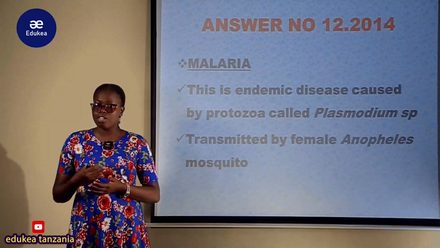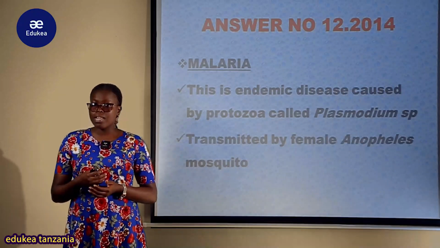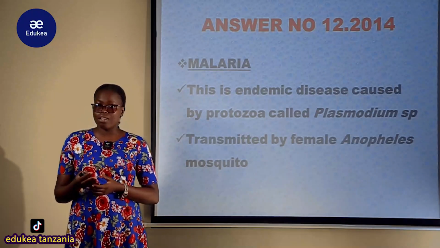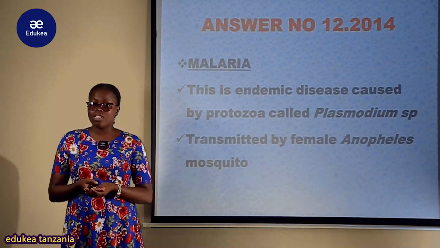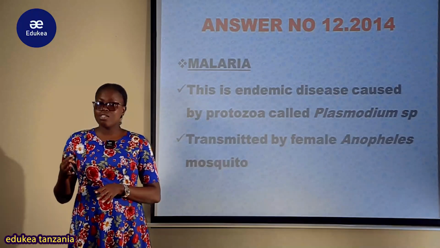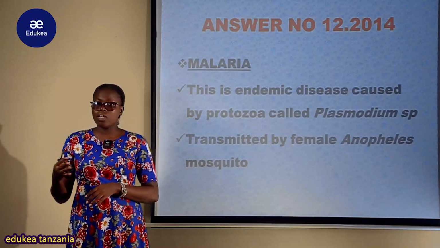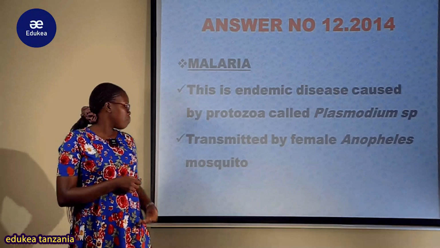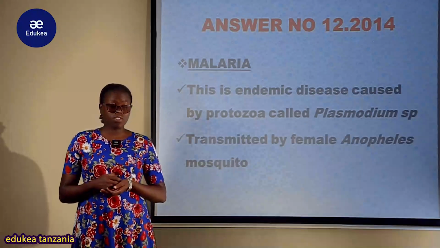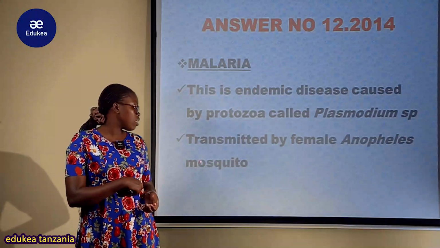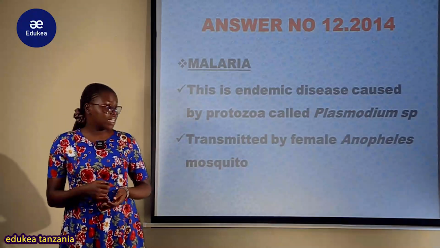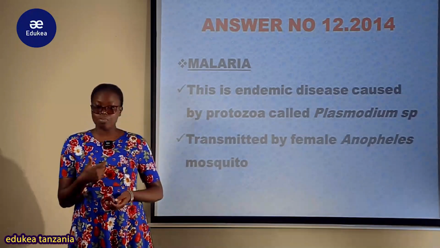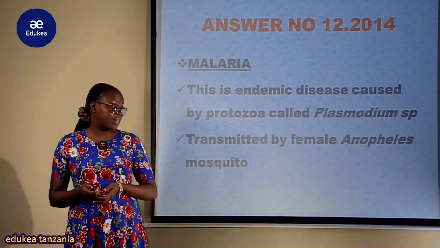Once they invade the red blood cells, they might cause excessive bleeding, which results in anemia, which can even lead to the death of a person. So they cause infection depending on where they are hosted or where they invade. So this is how malaria is transmitted: by the female Anopheles mosquito, which acts as a vector, and it is an endemic disease caused by the protozoa called Plasmodium species, especially Plasmodium malariae.